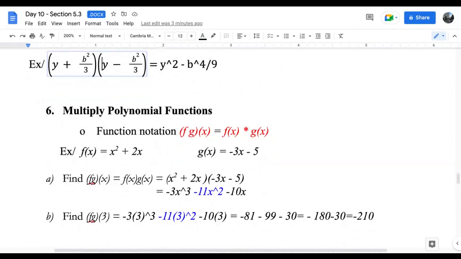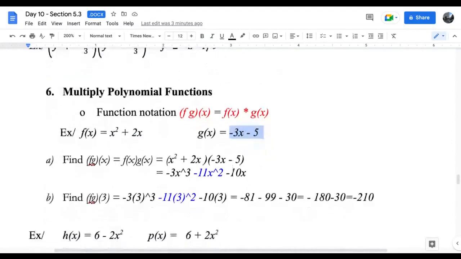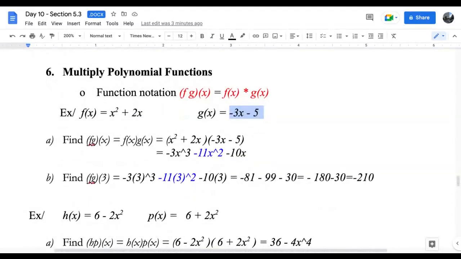Okay, multiplying polynomial functions, right? Let's see here we have an example. One function is quadratic, another function is linear. And we can multiply those two functions. When we multiply, we just FOIL, because each one is a binomial in this case. X squared times negative 3x, that's negative 3x cubed. Then x squared multiplied by negative 5, we get negative 5x squared. Then let me just write one more step here, actually.